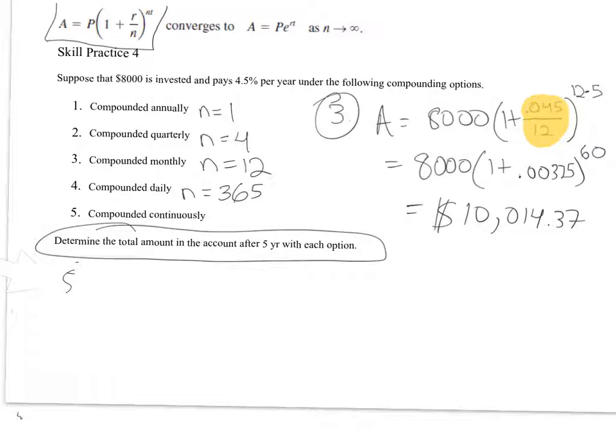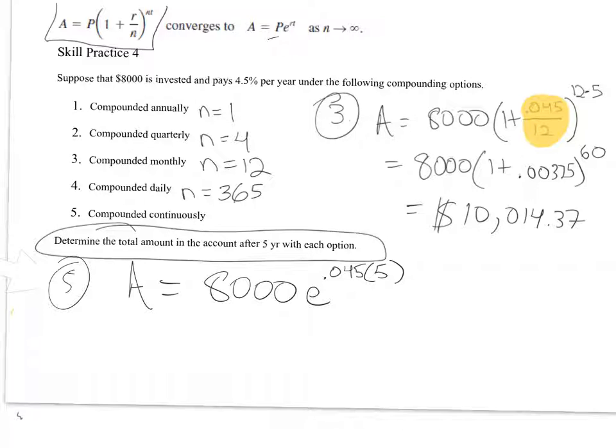So for problem number 5, we're looking for that final amount if we start again with $8,000 invested. That's our P. E is our constant, right? We talked about that number, 2.718. And we're raising that to the power of r, which in this case is 4.5%, so we have 0.045. And you're going to multiply that times the number of years, and in this situation, we said that is 5 years.